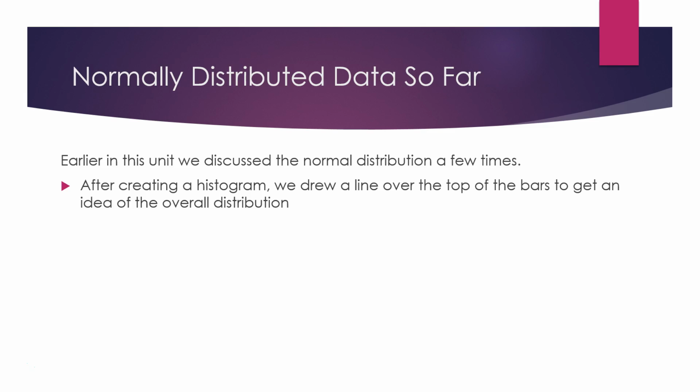So far, we've talked about a few things regarding normally distributed data. The first was after we made a histogram, we looked at the shape that occurred as we drew a line over top of the bars to get an idea as to whether or not the data is bell-shaped.